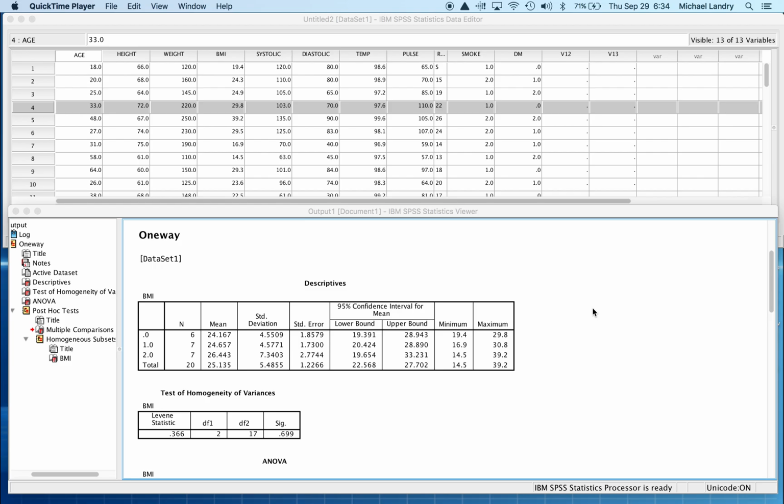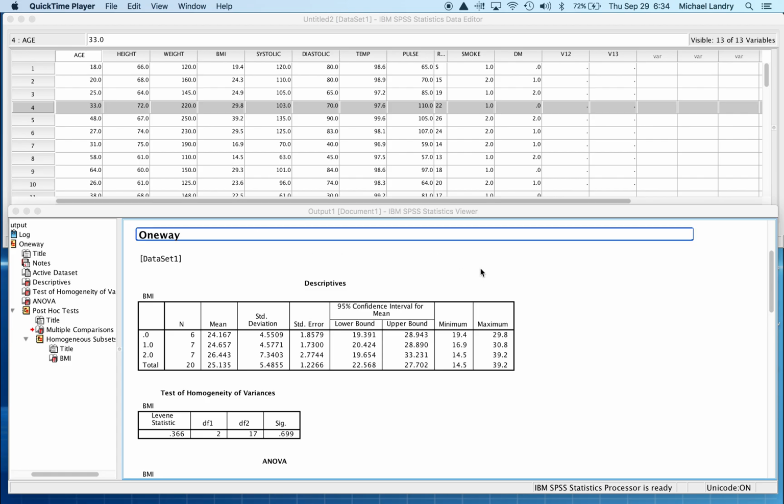In the first video, you'll remember, we ran an ANOVA comparing three groups of diabetics, 0 being those without a history of diabetes, the 1 representing those with type 1 diabetes, and the 2 representing those with type 2 diabetes. And we looked at the BMIs to see if there was any significant difference among these three groups.